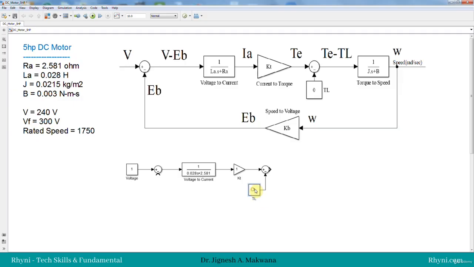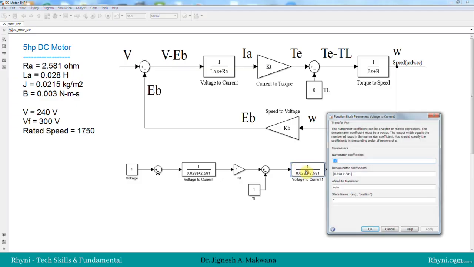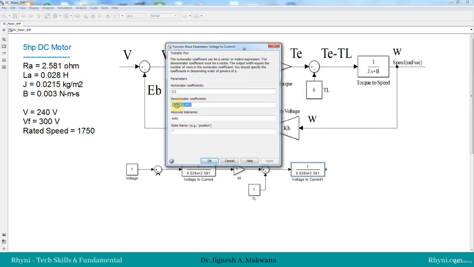opposing, and one more transfer function is required for the mechanical system, and I will change the parameter to Js plus B. The value of J is given, inertia is 0.0215 kg/m², and viscous friction of bearing with the oil lubricant very less, 0.03.